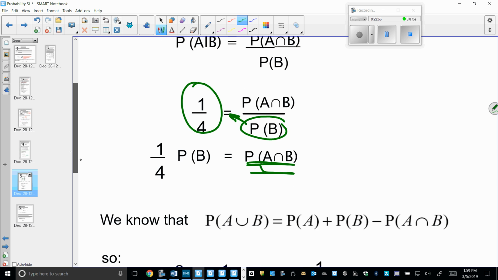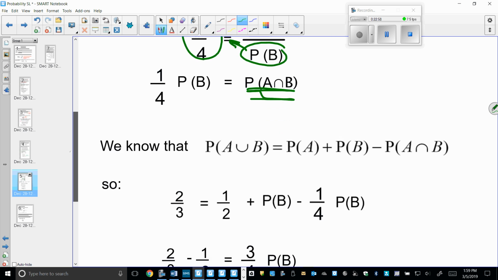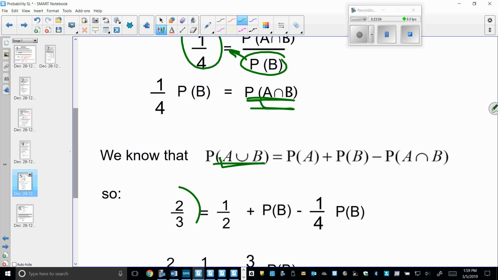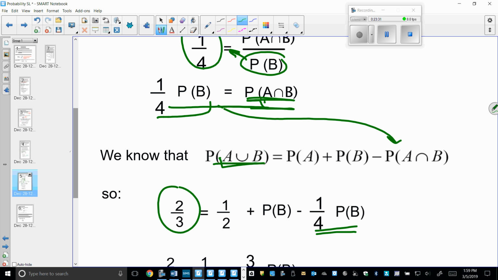So the other formula you get given is this one. That means the union, which we know to be 2/3, is equal to the probability of A, which we know to be 1/2, plus the probability of B, subtract the probability of the intersection. Now we just said that this intersection is 1/4 of PB. If you would prefer, we can call this a letter, but let's keep it like this.